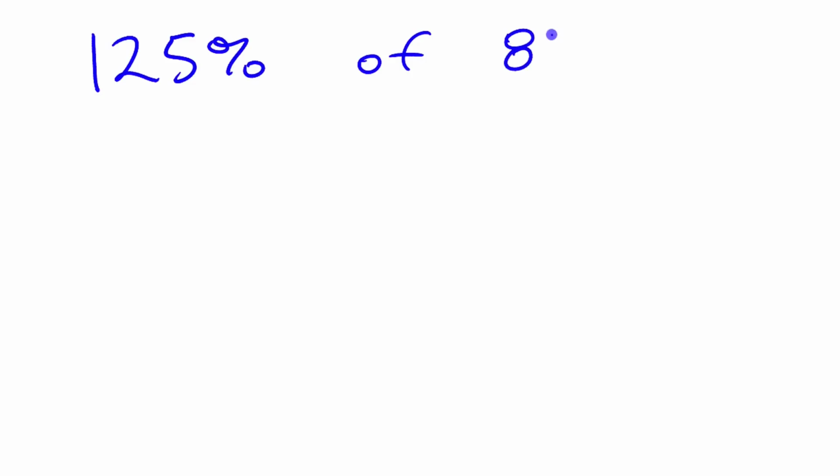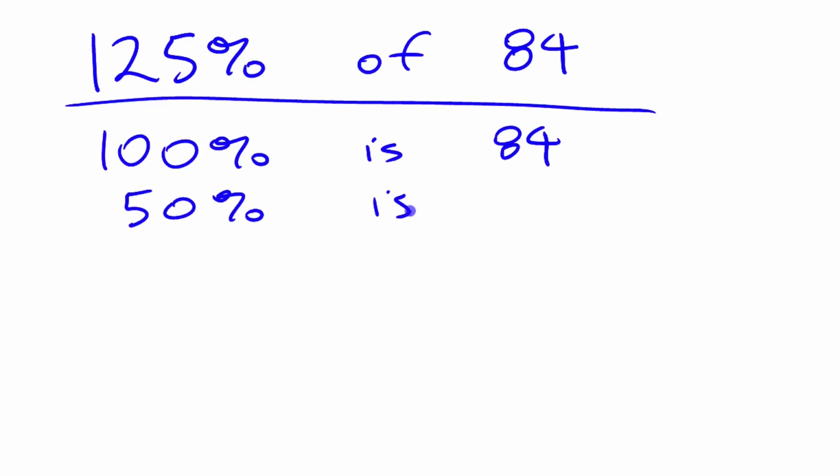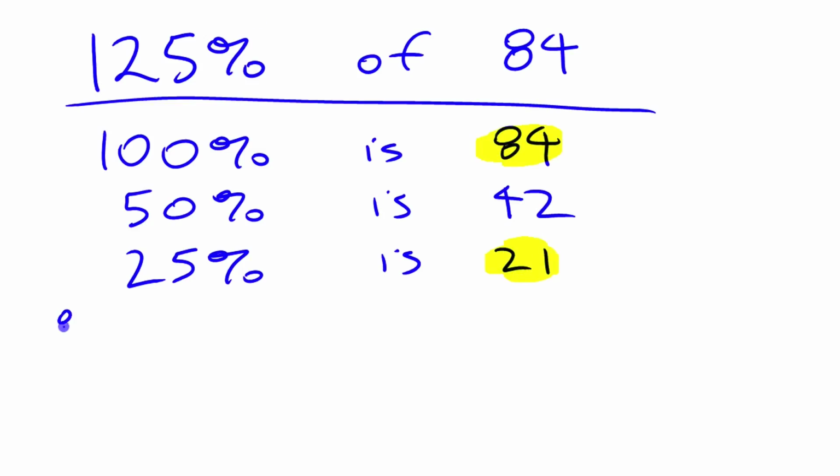Let's say you were trying to work out something that was more than 100%. Say you wanted 125% of 84. Now to work this out, we're going to start with the simple fact that 100% is 84. And then probably the next best step is to work out that 50% is half of that, or 42. And then 25% has to be half of that again, so 21. And if we're looking for 125%, then all we need is that and that. So 125% is those two things together, 105.